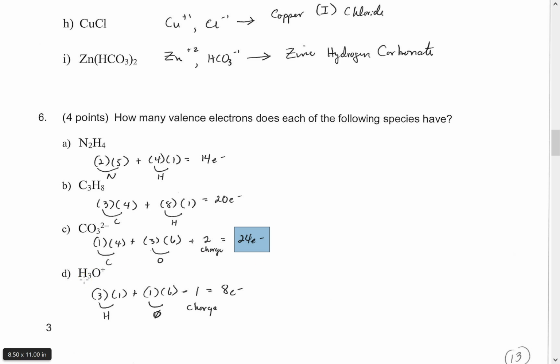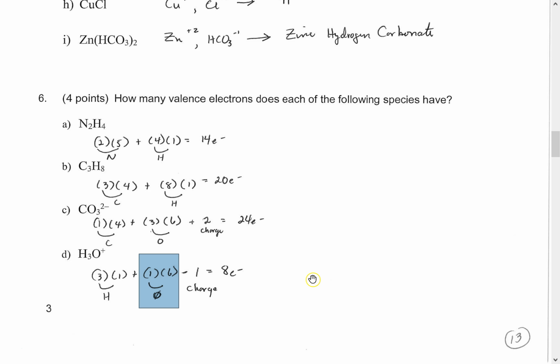Down here, H3O +1. Now the fact that it's a +1 charge means that it's deficient 1 electron, so I'm going to subtract 1 electron from my pot. There are 3 hydrogens, so I'm going to take 3 times the number of valence electrons hydrogen has, which is 1. There's 1 oxygen, so I'm going to take 1 times the number of valence electrons for oxygen, which is 6. So total then I have 8 electrons.